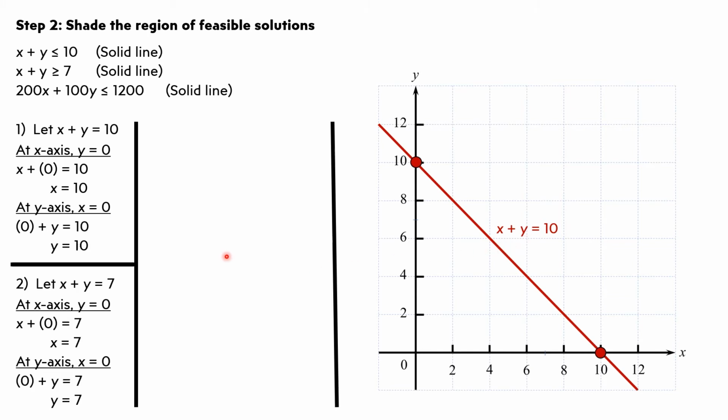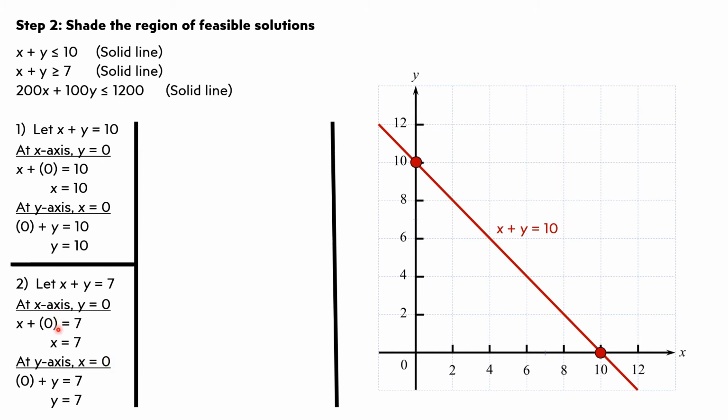Now we look at the second inequality. Again, we let x plus y equal 7. We're doing the same method, the same steps. At the x-axis, y is equal to 0, so we have x is equal to 7. At the y-axis, x is equal to 0, so here 0 plus y is equal to 7. Y is 7. So let's plot the graph.